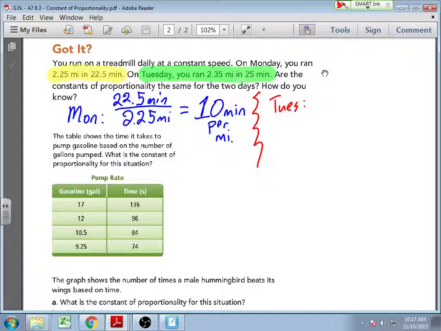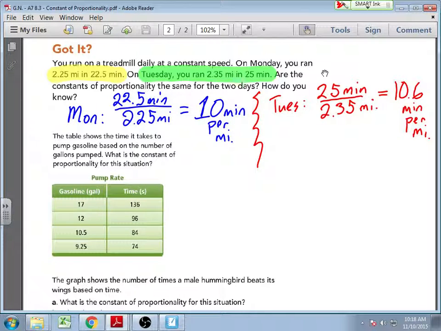Tuesday, I have to set it up the same way we did on Monday. 25, because minutes has to be on top, miles has to be in the denominator. Oh my, that's big. Did you get it? We can simplify it. It's 10.6. You can just simplify it because it's higher. Can I just round it? Yeah. But again, that is minutes per mile.